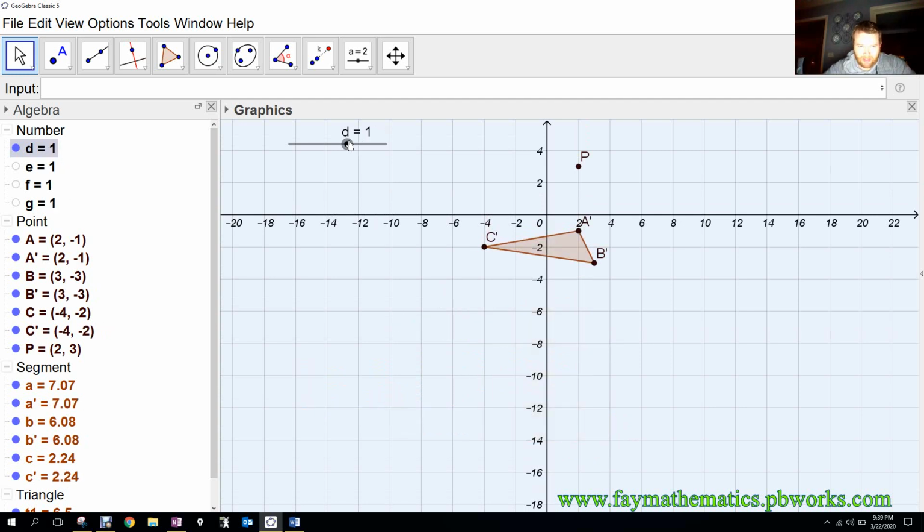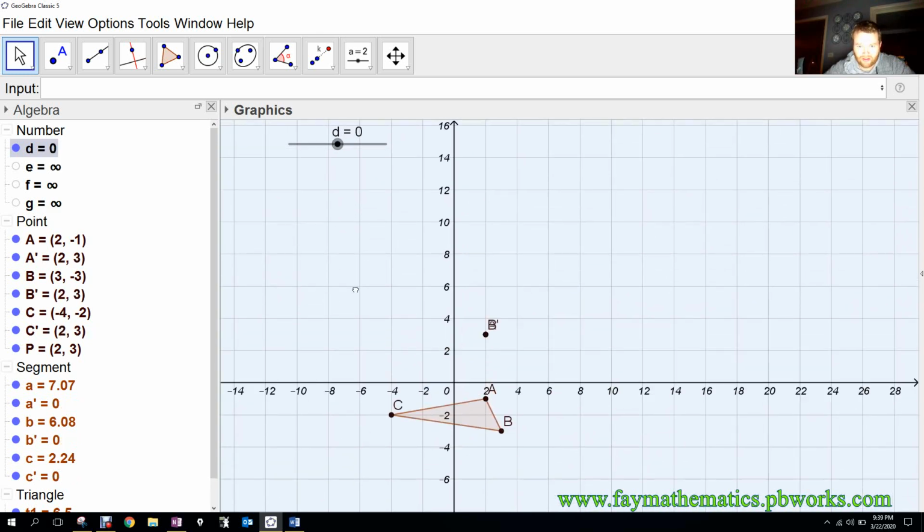Let me show you what happens when we have a scale factor of 0. It basically just means that all our points go to 0, 0. That's not really that interesting. Or I guess not. They go to the dilation point. So all these points A prime, B prime, C prime, you see they all became 2, 3. They go to the point of dilation.